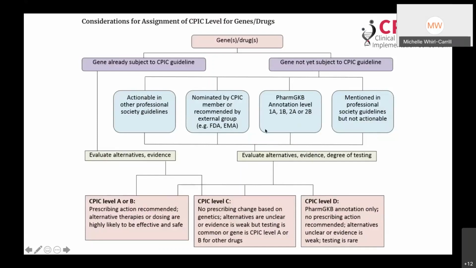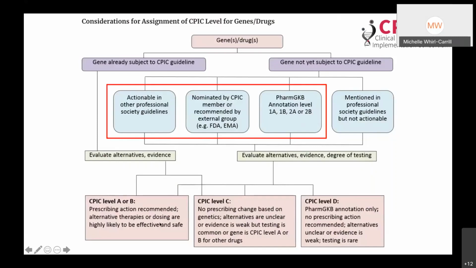So this information is taken into account, and then each gene-drug pair is assigned a particular level as described here. And I will point out that there is an interaction between CPIC and PharmGKB: the information that CPIC uses to evaluate gene-drug pairs gets pulled from the PharmGKB resource, because we curate all this information at PharmGKB. So there's a dependency there.